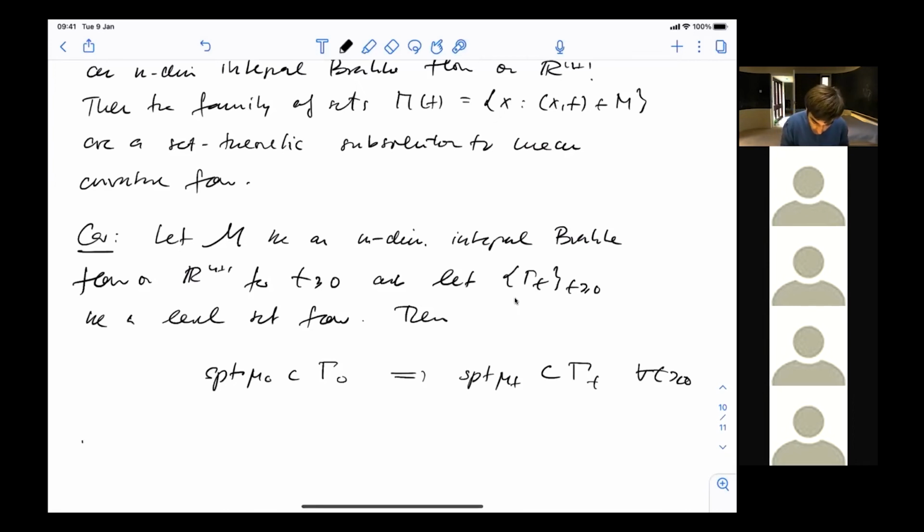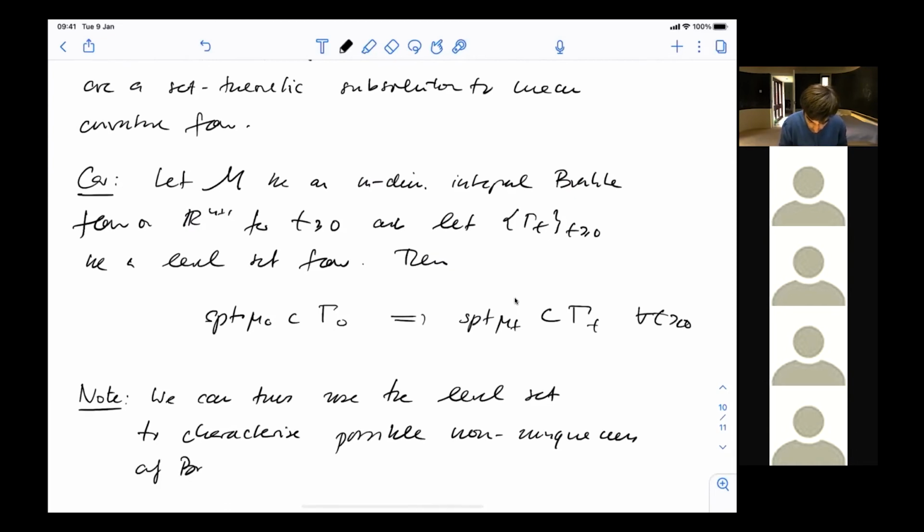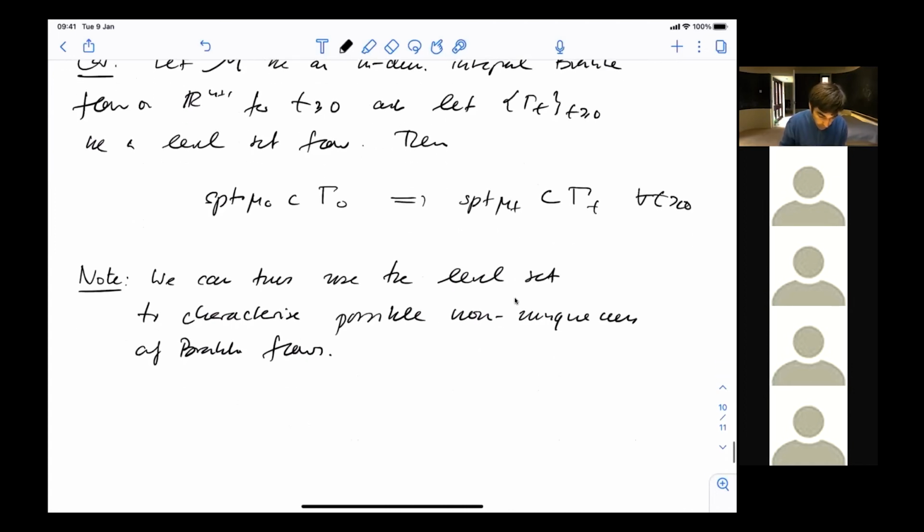Okay, so note, we can thus use the level set flow to characterize possible non-uniqueness of Brakke flows. Somehow, if the level set flow is tight enough, then we can use this to rule out that the Brakke flow is non-unique. So the notion used for this is called non-fattening.